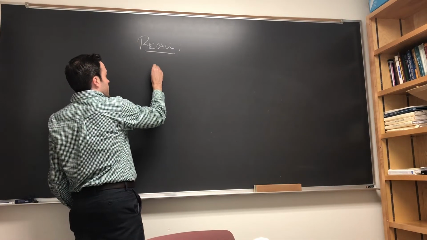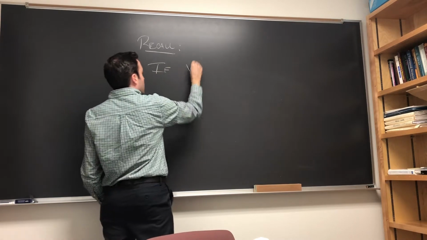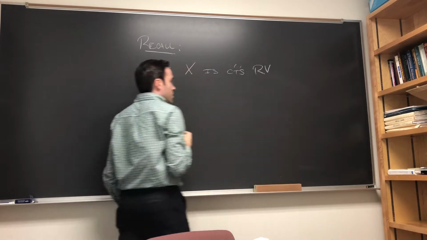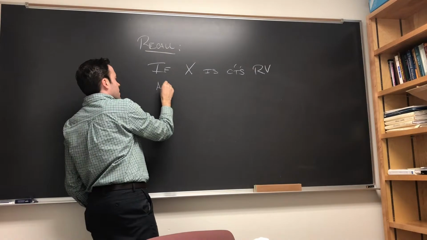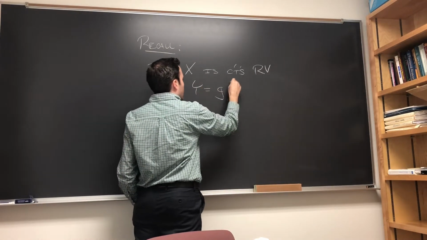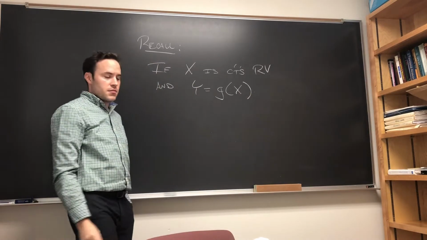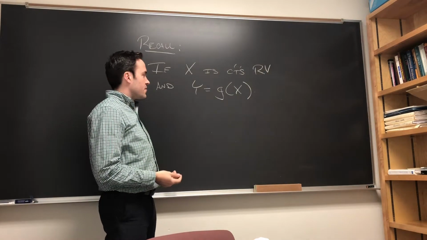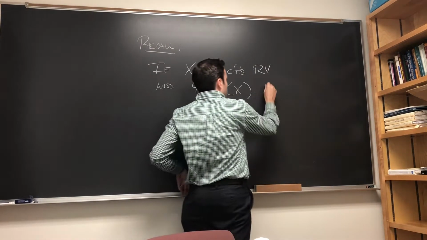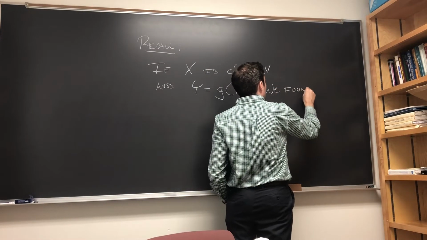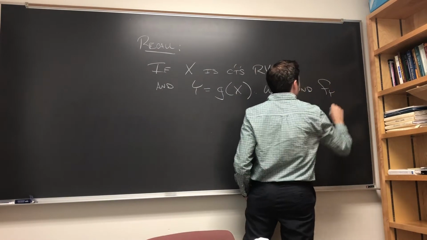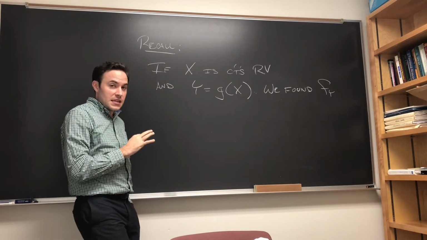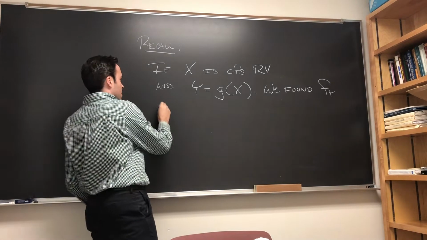And so, if we have a continuous random variable X and Y is some function of X, so we'll call it g of X. Well, we had this method for figuring out a PDF, a probability density function, for Y. Right, so we found f sub Y, the PDF for Y, by first considering the CDF. So we considered the cumulative distribution function.